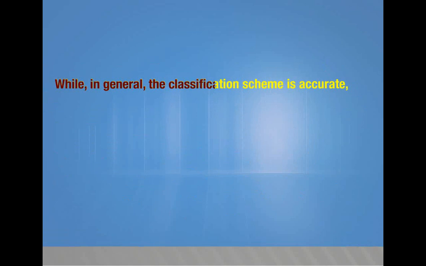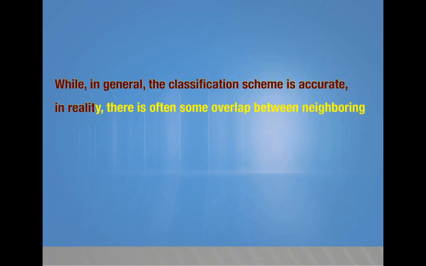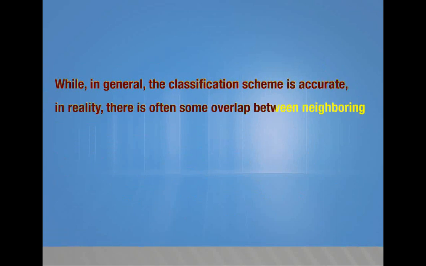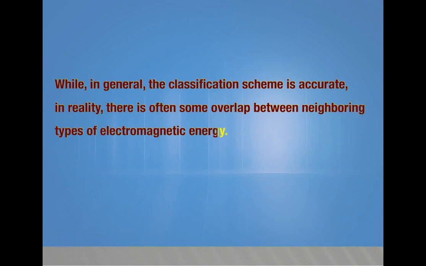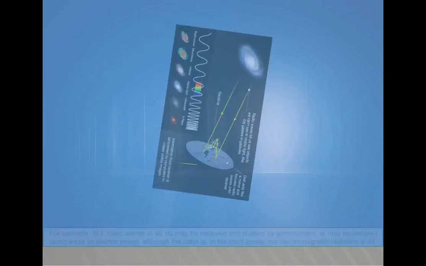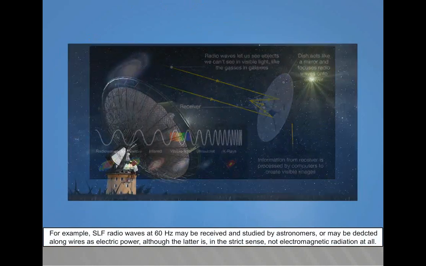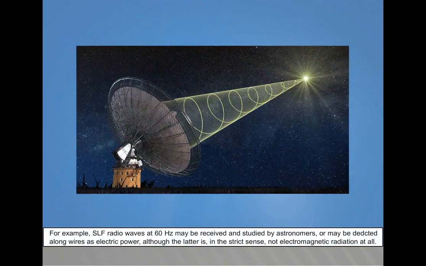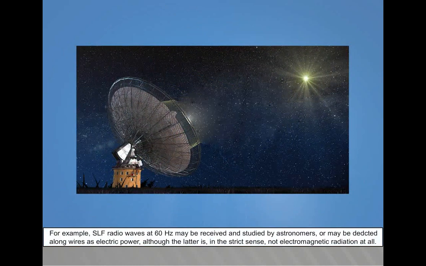While, in general, the classification scheme is accurate, in reality there is often some overlap between neighboring types of electromagnetic energy. For example, SLF radio waves at 60 Hz may be received and studied by astronomers or may be ducted along wires as electric power, although the latter is, in the strict sense, not electromagnetic radiation at all.